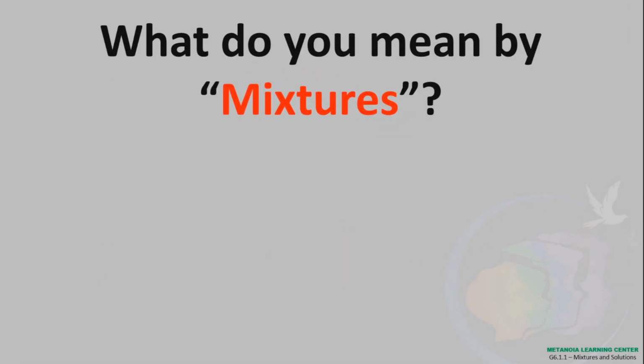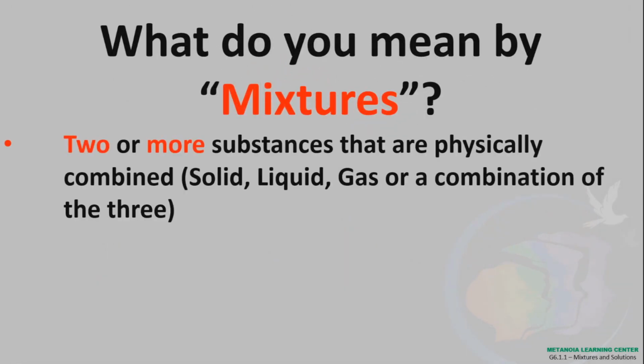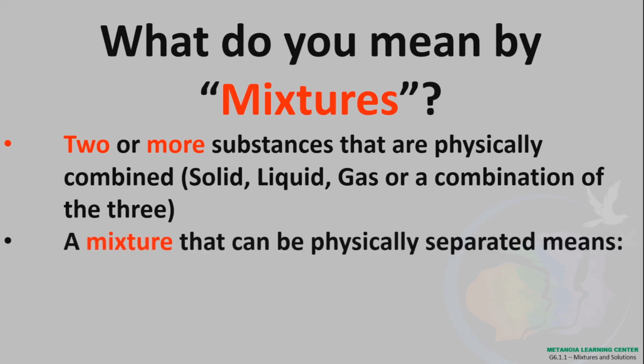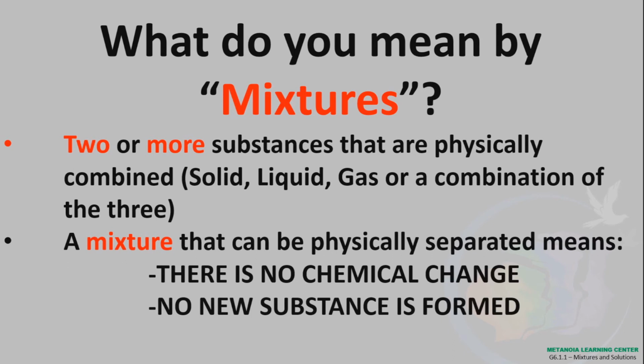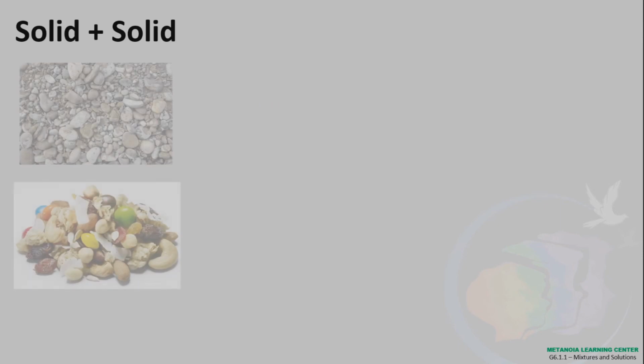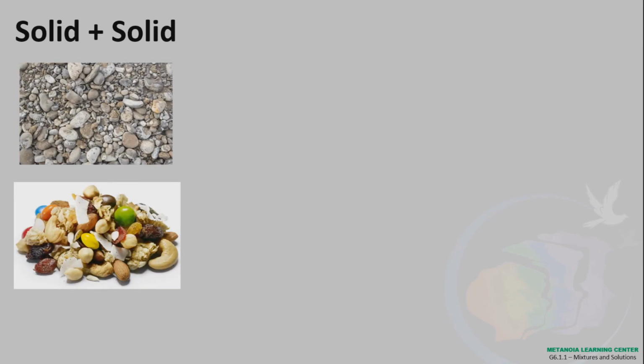What do you mean by mixtures? 2 or more substances that are physically combined, solid, liquid, gas, or a combination of the three. A mixture can be physically separated, which means there is no chemical change. No new substance is formed. A mixture of solid and solid, such as gravel, a combination of fragments. Mixed nuts, a mixture of different types of peanuts and such.